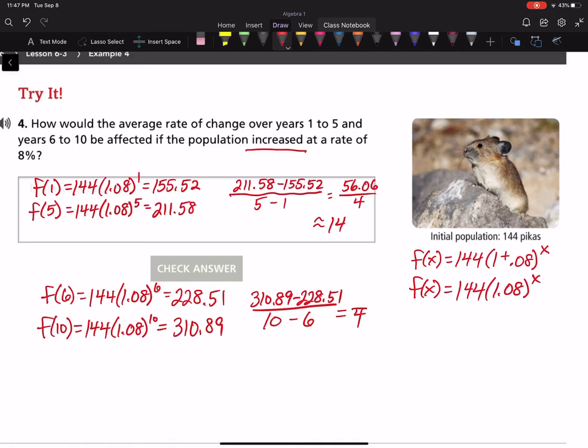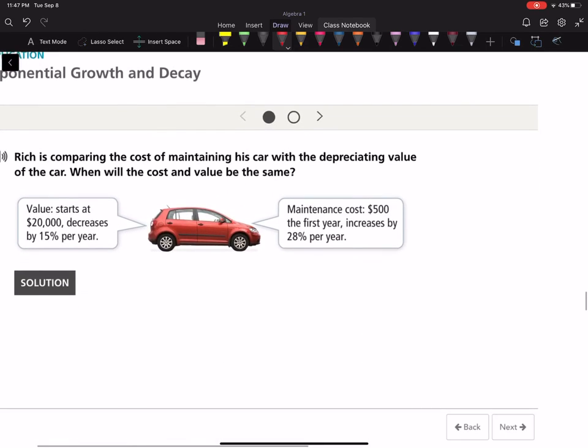228.51. That's 82.38 on top. Divide that by 4, and we get about 20.6 picas per year growing from year 6 to 10. So it actually grows faster from 6 to 10, but it decreases faster from 1 to 5. Okay? All right, last type of problem here.